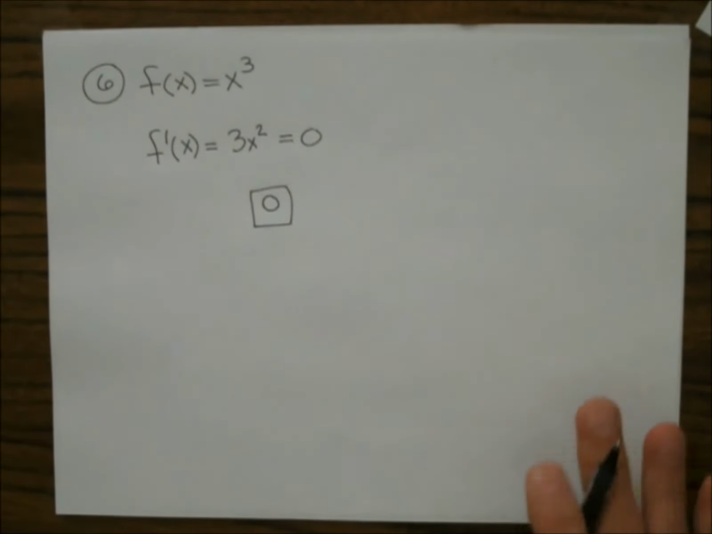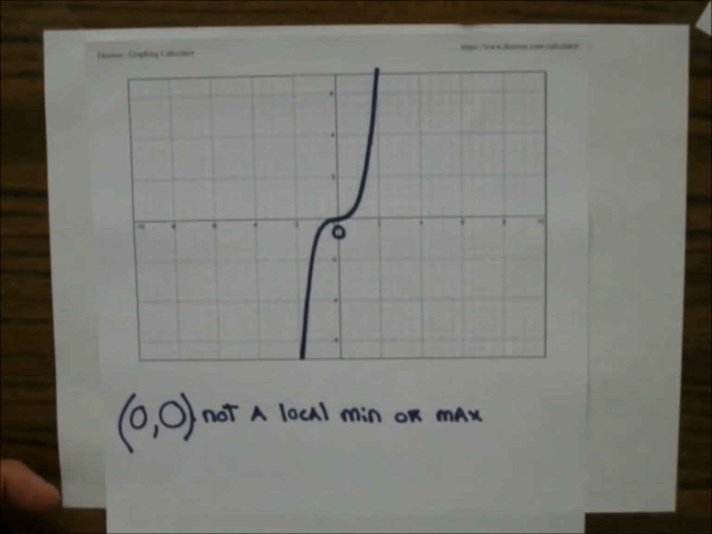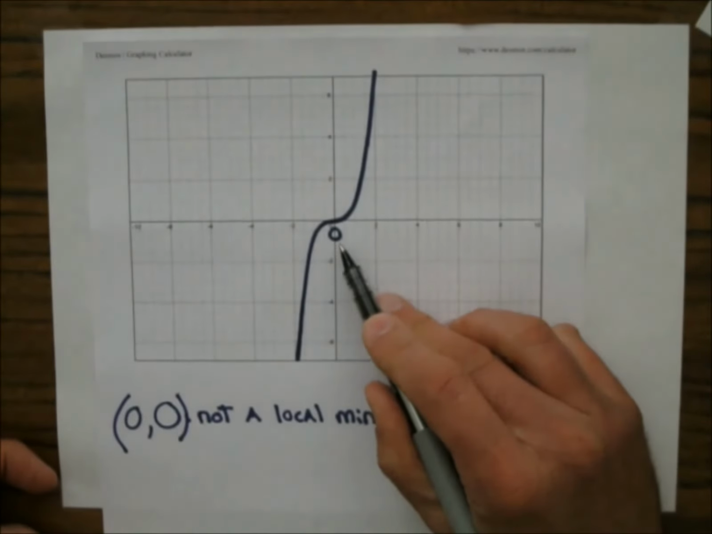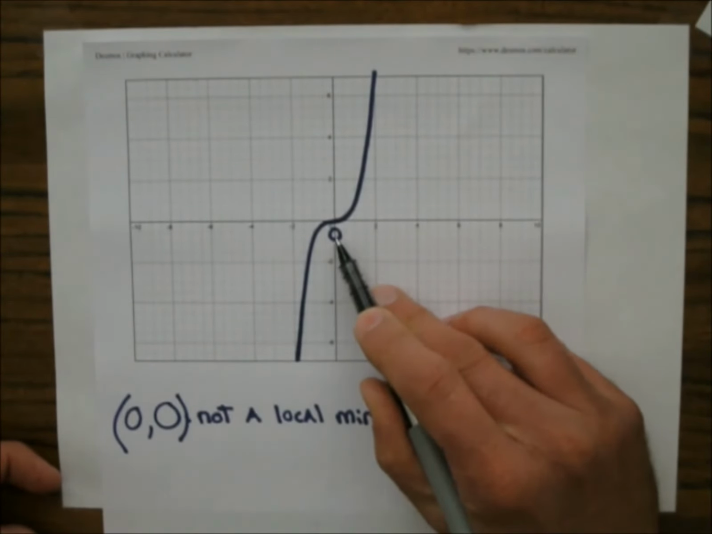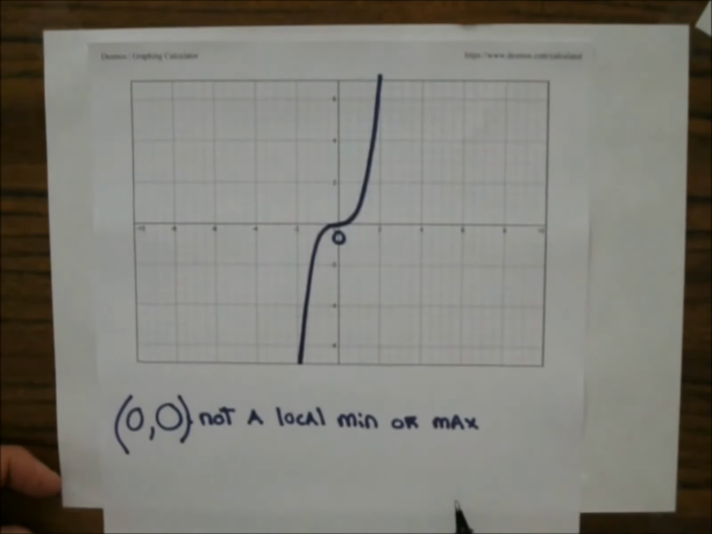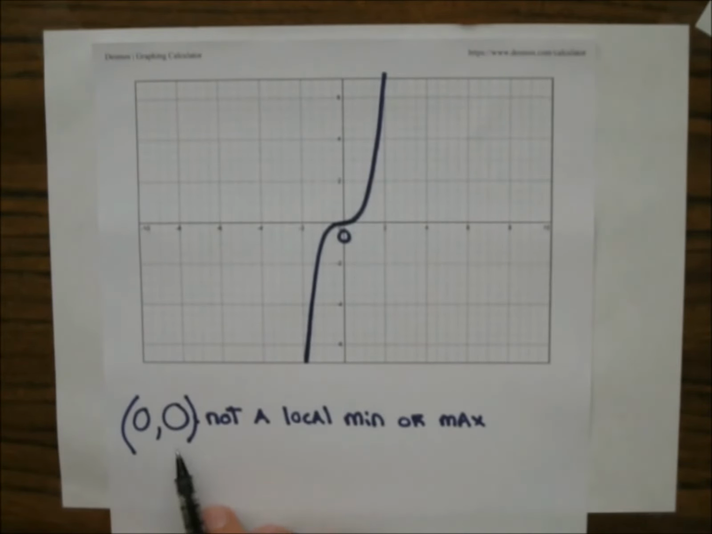Now, here's the deal. That's what the graph looks like. And I kind of put a 0 there. That's a 0. It's not an open circle. I don't know why I wanted to emphasize that. But this looks weird. (0, 0) is not a local min or a max. So this is an example of where we have some critical points that are not mins and maxes.